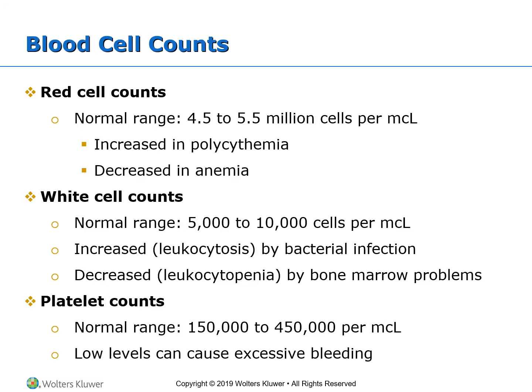In the complete blood count, we can look into the red cell count. Normal would be 4.5 to 5.5 million cells per milliliter. It will be increased in polycythemia when we have more cells than needed, or decreased in anemia. We have the white cell count, which varies between 5,000 and 10,000 cells, with an increase called leukocytosis for bacterial infections or cancers of the blood such as leukemias, or a decrease called leukopenia for bone marrow issues. We can determine the platelet counts, with a normal range between 150,000 and 450,000 per milliliter, with low levels being associated with an increased risk for excessive bleeding.